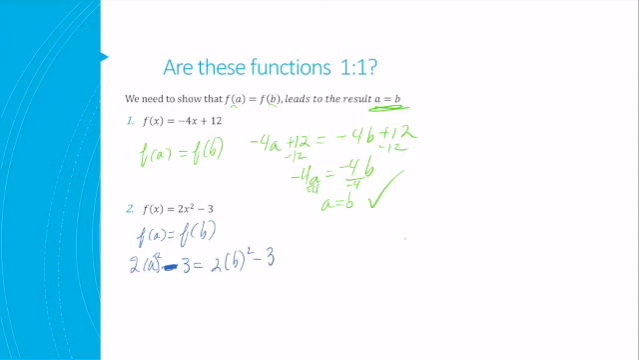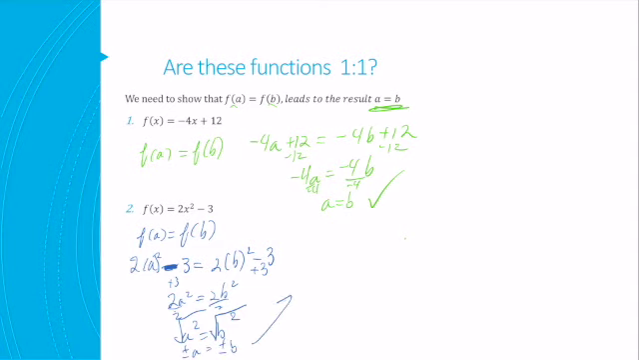And I'm going to go ahead and add 3 to both sides. That gives me 2a squared equals 2b squared. We divide both sides by 2. I get a squared equals b squared. I have to take the square root of both sides. But when I get the square roots, I get plus or minus a equals plus or minus b.